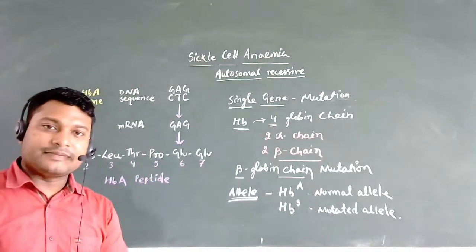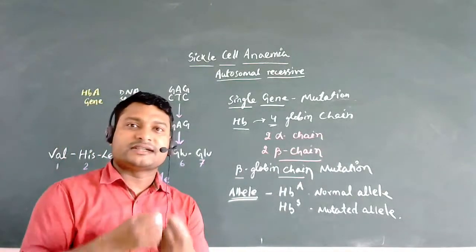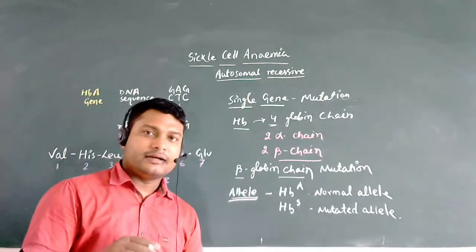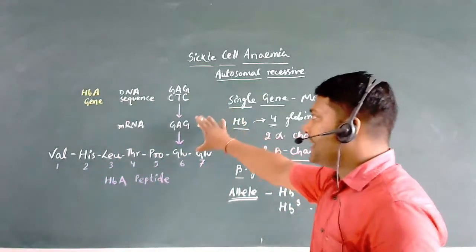Okay, so we'll come back to this when we talk about the inheritance pattern of this particular disease. How does sickle cell anemia get inherited? So we'll talk about this autosomal recessive inheritance pattern, because that is again a question that they ask, a 3 mark question that they ask many a time. So I'm coming back to this.